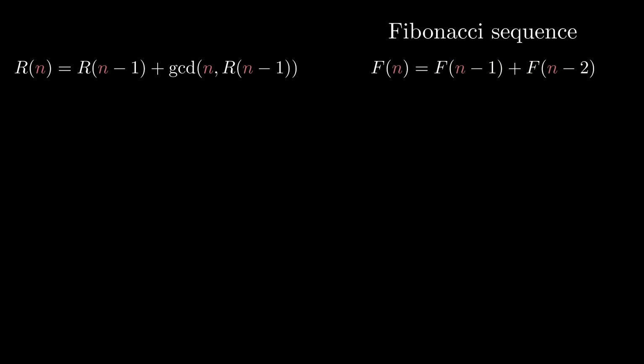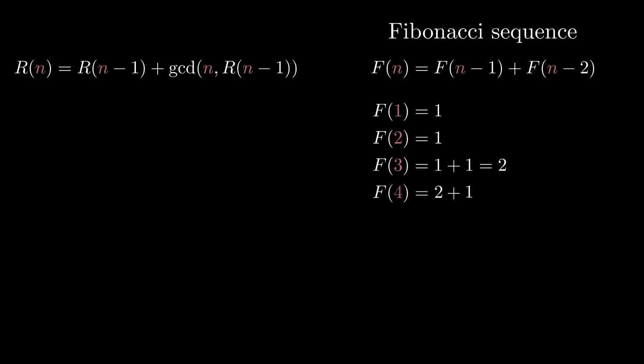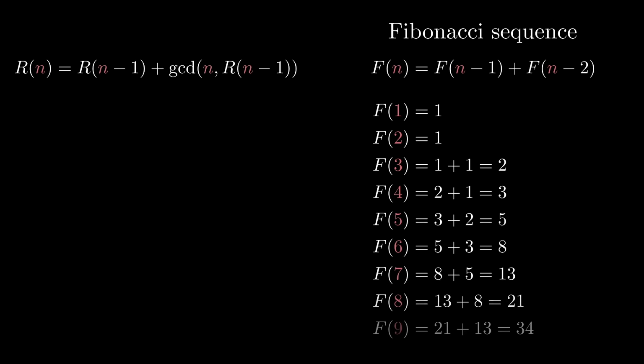One big difference, though, is that for the Fibonacci sequence, we need two initial terms to get things going, since each later term depends on two previous terms. But for the sequence r of n, we only need one initial term. Let's start off by choosing it to be 7. This is mostly arbitrary, so we'll come back to this later and explore other options.